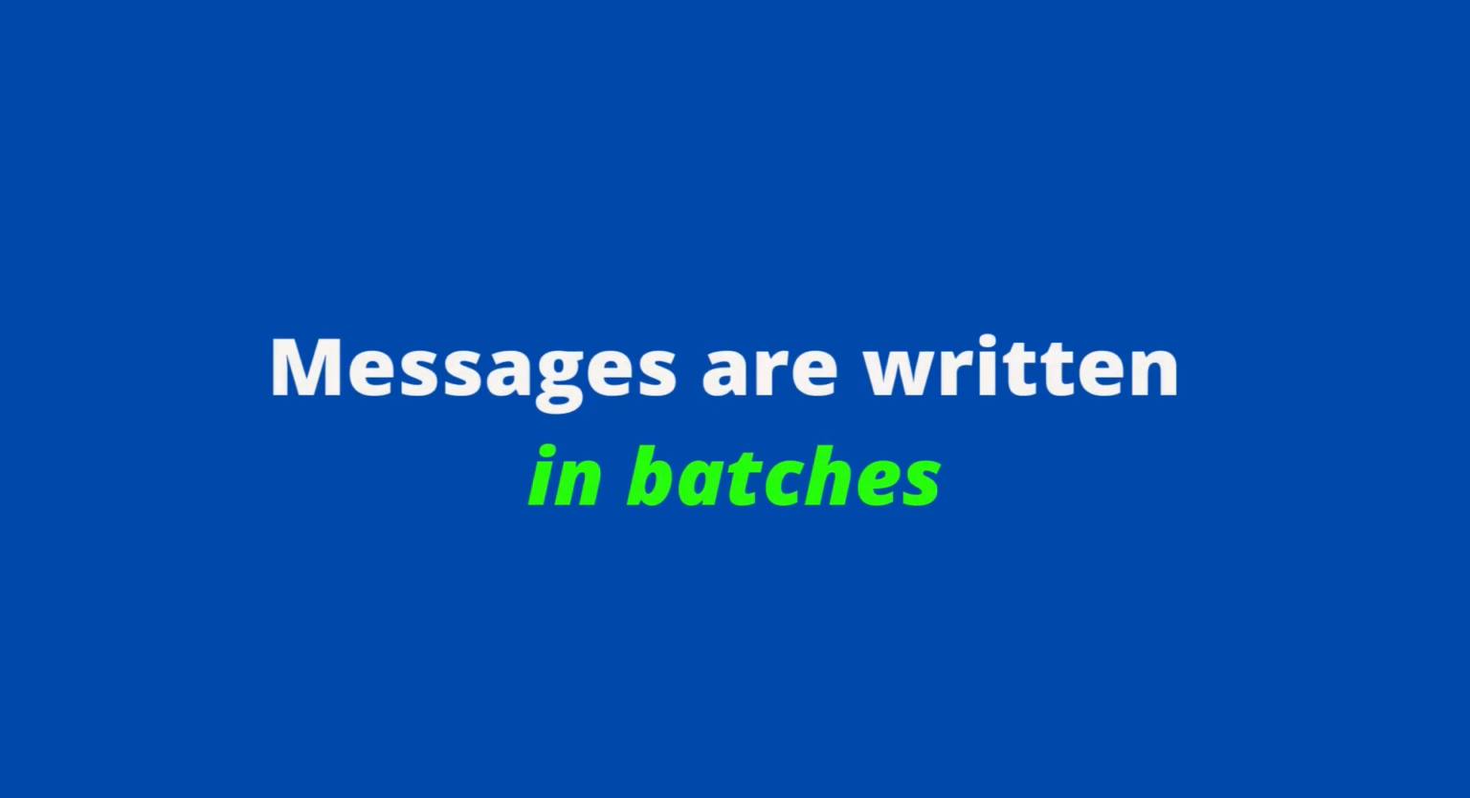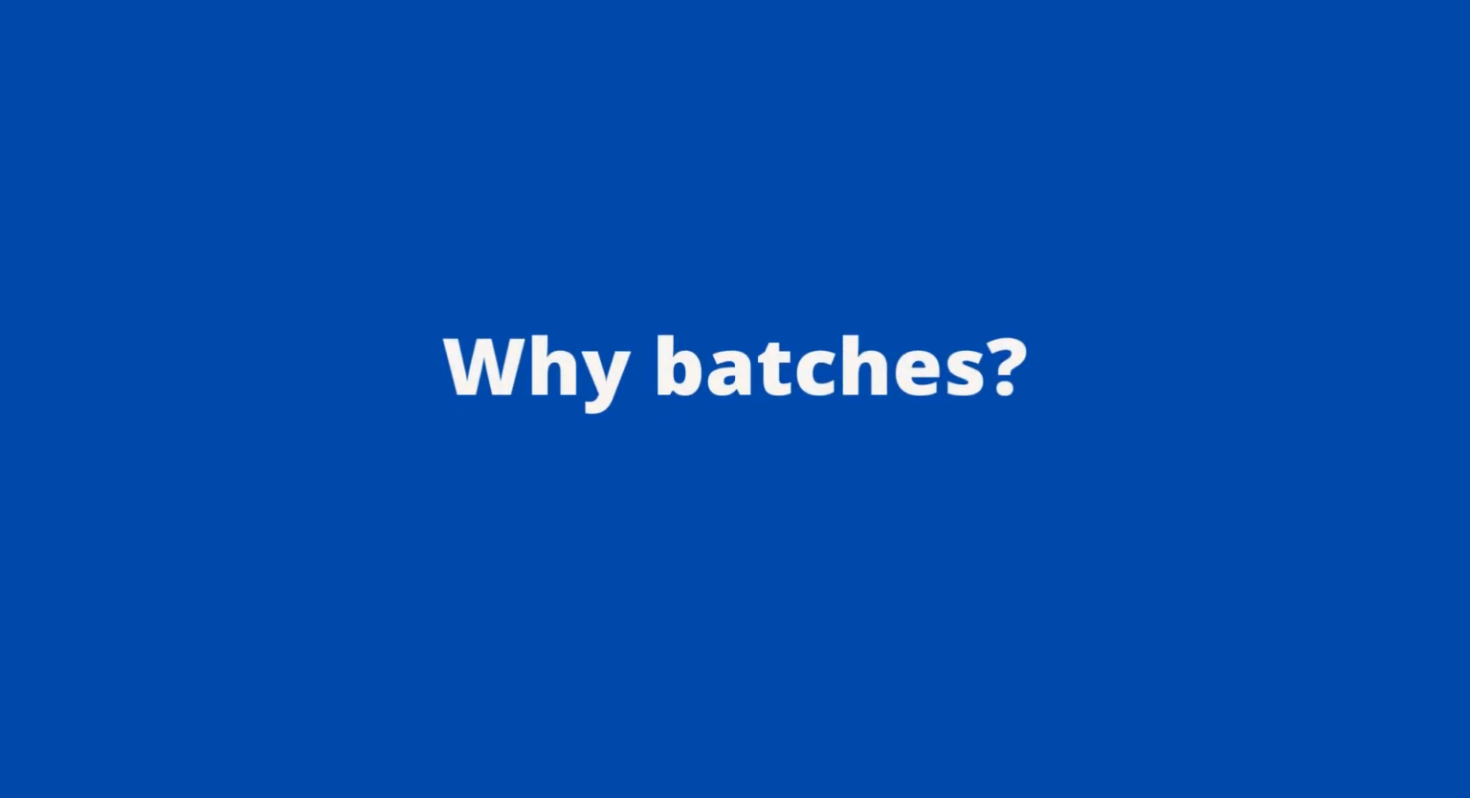Messages are written to Kafka in batches. A batch is simply a collection of messages produced to the same topic and partition. Hold these two terms, topic and partition, in your mind as we will get to them in a bit. But why does Kafka use batches? Why not individual messages? Because an individual round trip of messages is excessive overhead. Collecting messages into a batch reduces this overhead. Batches are also compressed, resulting in efficient data transfer and storage.